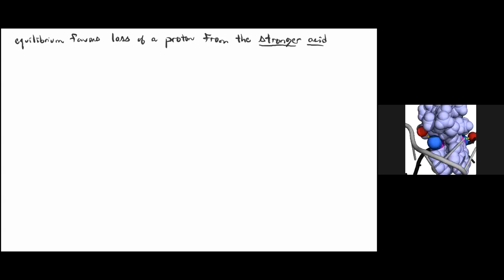And as an example, let's consider hydrogen cyanide. Not one you want to be working with. This has a pKa of 9.4. And we can add methoxide. And so if I mix these two together, a proton transfer reaction can occur.